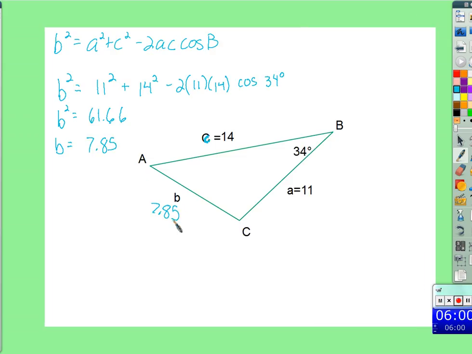Cool. Would that be exact, 7.85? That's not exact. Every time you round it to anything, it's not exact. I put in 120 instead of 121. I got 7.77. Okay, well, that's not close.